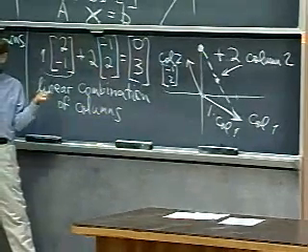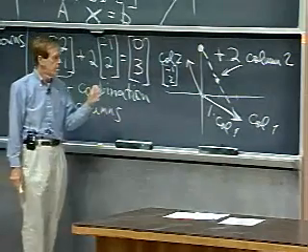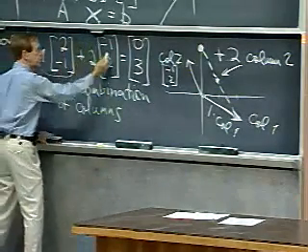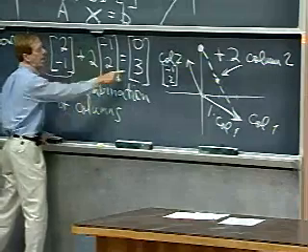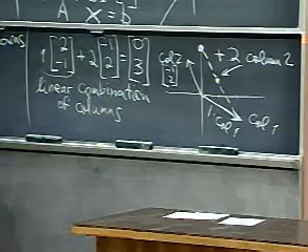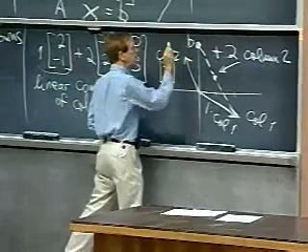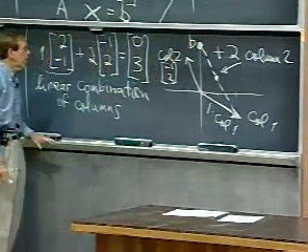What are the coordinates of this result? What do I get when I take 1 of this plus 2 of that? I do get that, of course. There it is. X is 0, Y is 3. That's B. That's the answer we wanted.